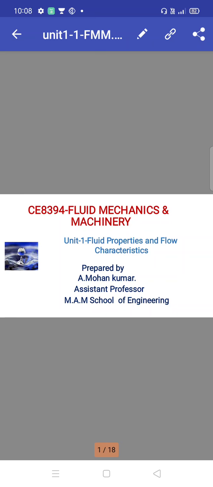So these are the things that will be discussed by acquiring the knowledge of the characteristics and properties of the fluids. So this is our first unit. The first unit is fluid properties and fluid characteristics. So our topic is fluid mechanics and machinery.